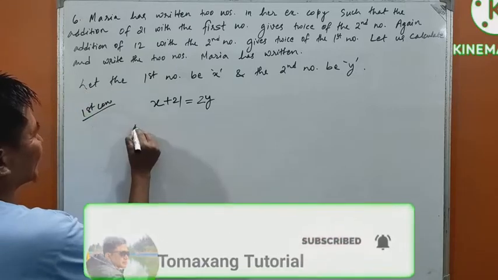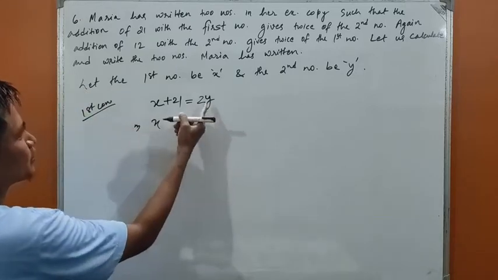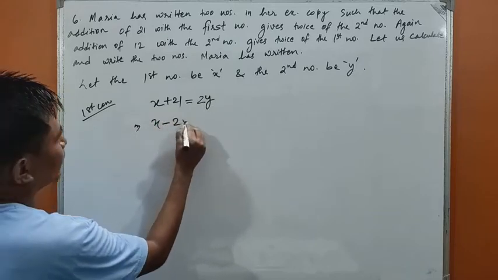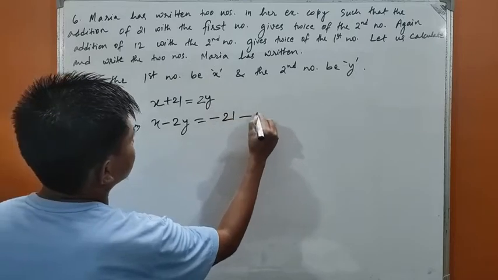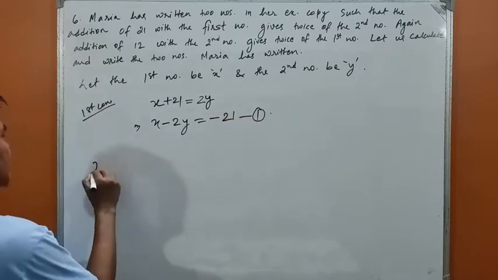So this is equation 1, or x plus 21 equals 2y. Let us bring this plus 2y, this becomes minus 2y, equals to plus 21. If we take to the right hand side, minus 21. Isn't it? Very, very simple. Second condition.